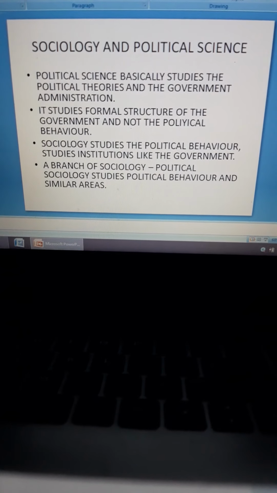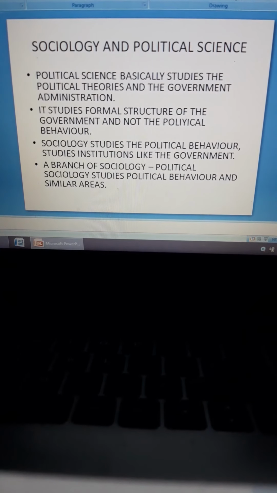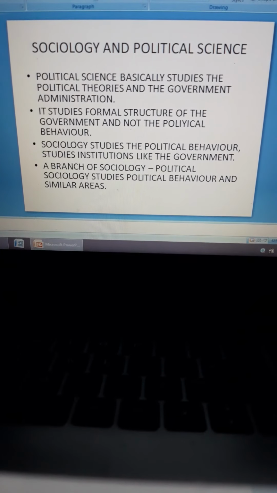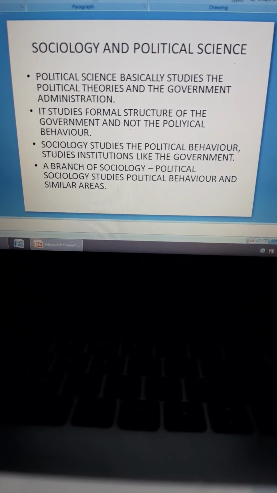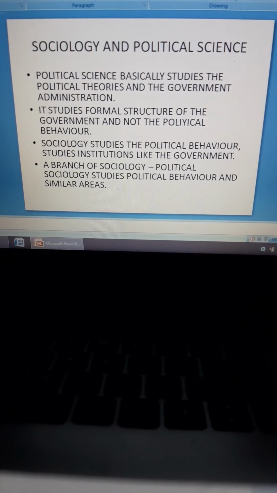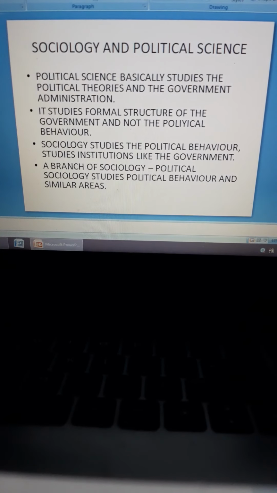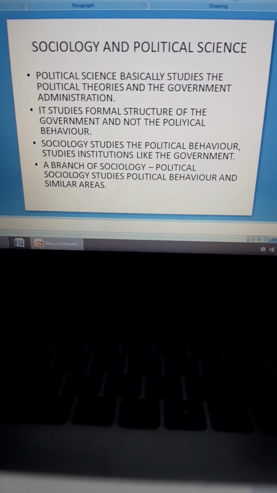The next one is sociology and political science. Political science basically studies the political theories and the government administration. So it studies all the theories of politics and how the government administers a certain country.